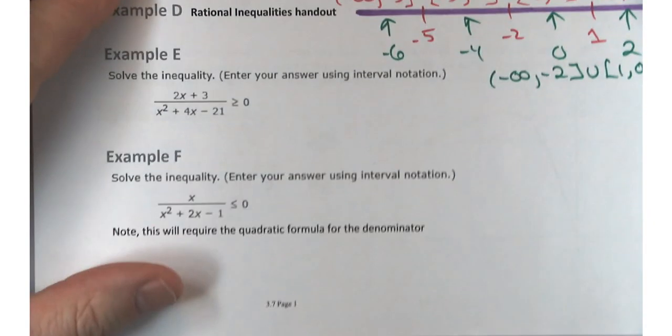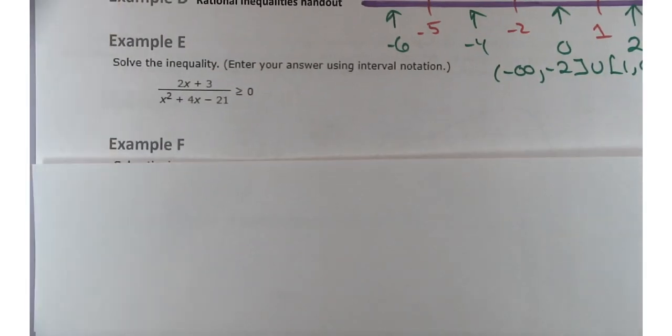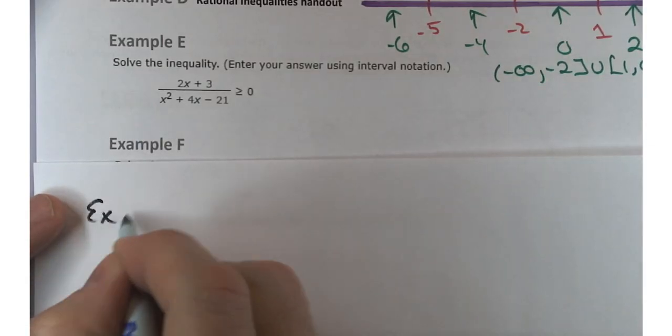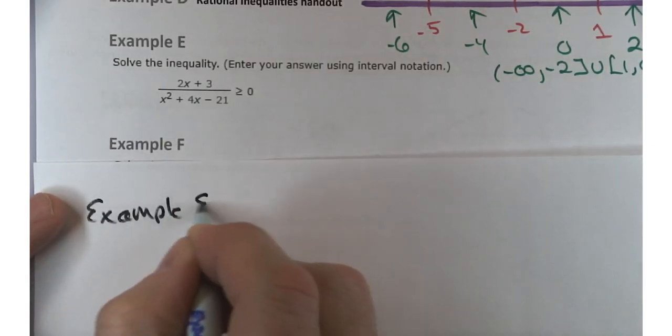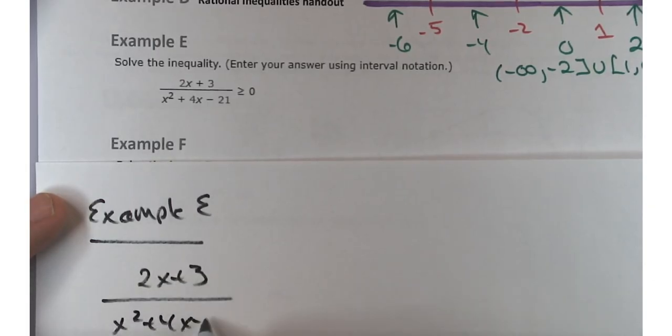Let's move on down to the next one. And we've got a couple more here. I might just split this up into 2 parts. We'll work on this one maybe a little bit faster. Example E, (2x + 3)/(x^2 + 4x - 21) is greater than or equal to 0.